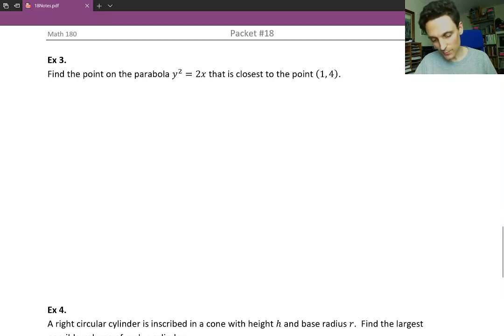And in this case, if we solve for x, we have x equals y squared over 2. That's going to be a right opening parabola. Let's start drawing a picture for our first step.